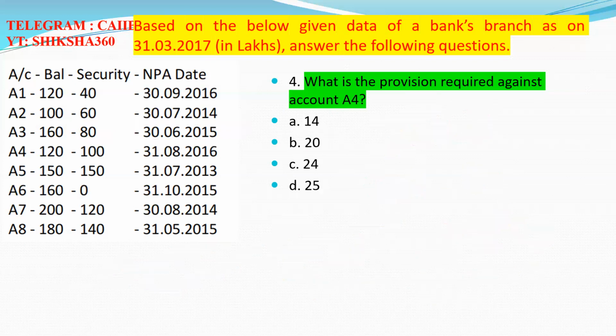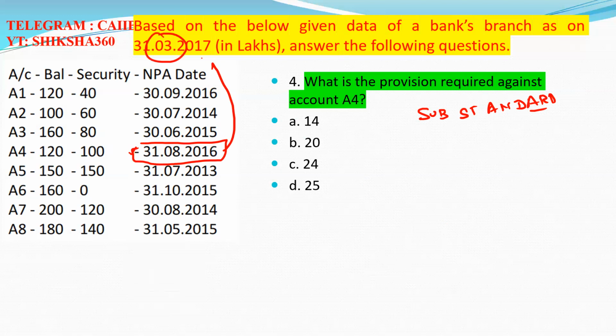Next one. What is the provision required against account A4? Clear? Now basically account A4. So basically this is a substandard account. Already this is a substandard account. I think it is clear to all of you why substandard, because the NPA is in August and this is March. Only 7 months for NPA.